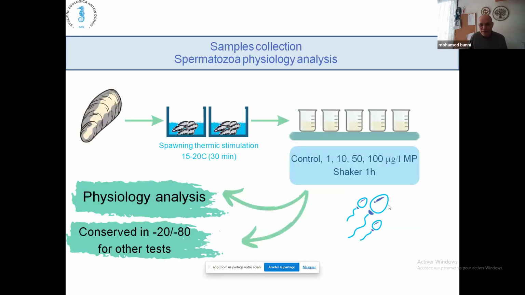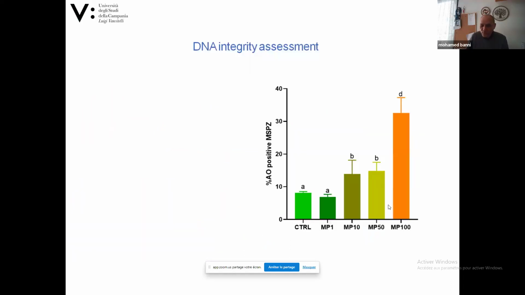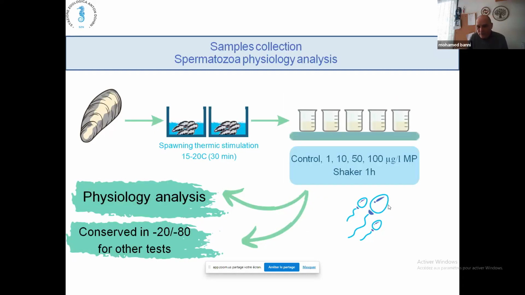Let's move now to another situation, also with mussels. And this is a very tricky one. I'm really very proud of this publication because the level was really very high. The idea is original. We took the spermatozoa of the mussels and we exposed them to 1, 10, 15, 100 microgram per liter of microplastic under a continuous shaker for an hour. And then we tried to analyze what is happening inside the spermatozoa physiology.